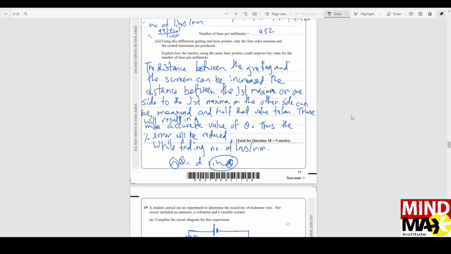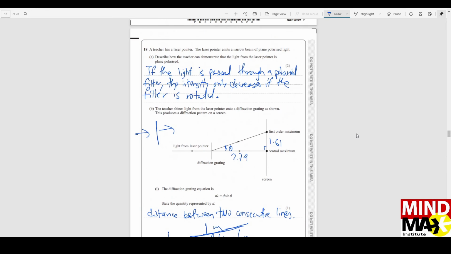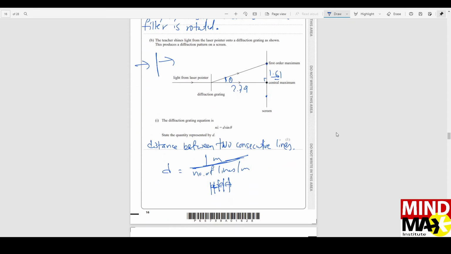So that's one way. And the other thing is the distance between the first maximum on one side to the first maximum on the other side can be measured. If you're just measuring on this side, just this much, 1.61 in this case, this might not be a properly accurate value. But if you take the first order maximum here and then the other one on the other side, if you take the total distance from here up to here and then divide by 2, that's going to give you an average value. And whenever we get the average value, that is closer to the accurate, right? So that's what we should do.